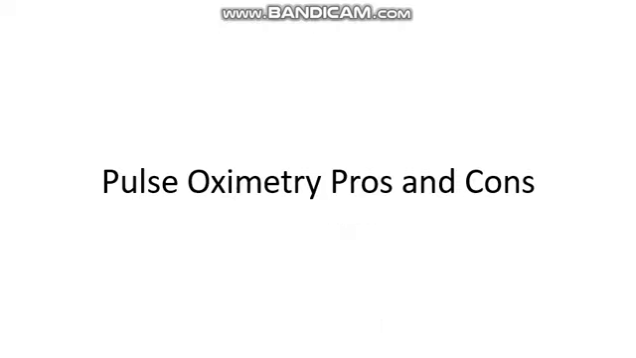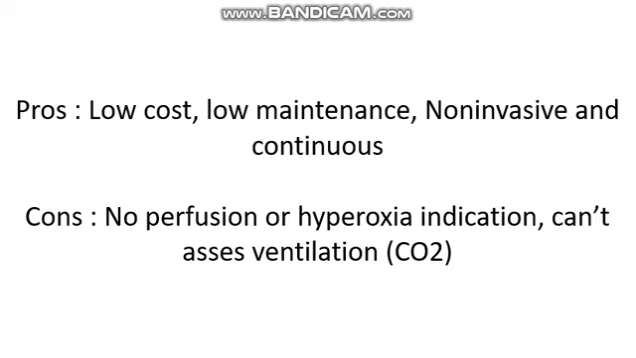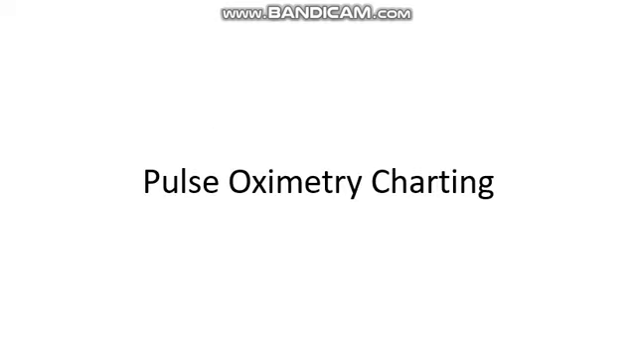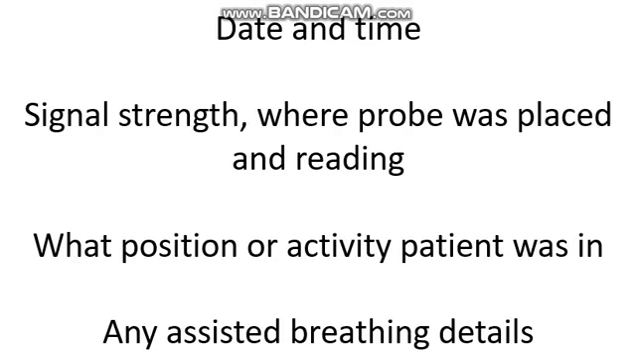Some pulse oximetry pros and cons. Pros are: it is low cost, low maintenance, non-invasive and continuous. Cons are: it has no perfusion or hyperoxia indication and it can't assess ventilation. Pulse oximetry charting should include the date and time, the signal strength, where the probe was placed and the reading, what position or activity the patient was in, and any assisted breathing details.